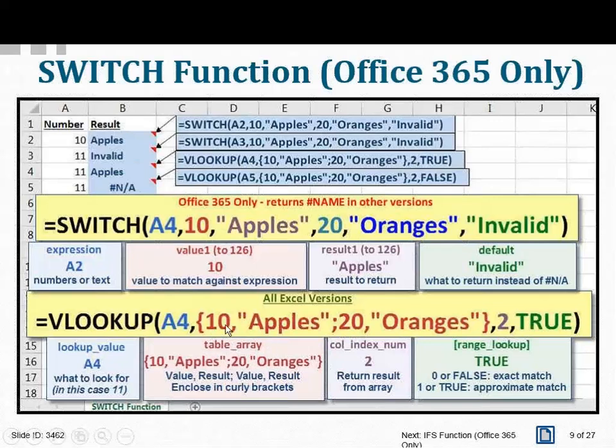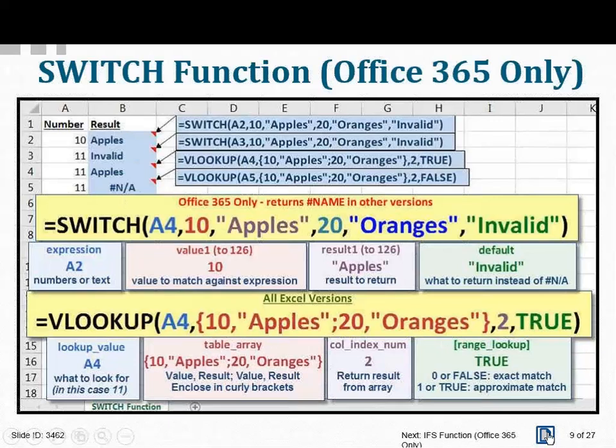We'd put it inside curly brackets, which makes this inside what's known as an array. So that would take that value and look for a match on 10, and it would display apples. If it found a match on 20, it would display oranges. Otherwise, VLOOKUP returns #N/A.